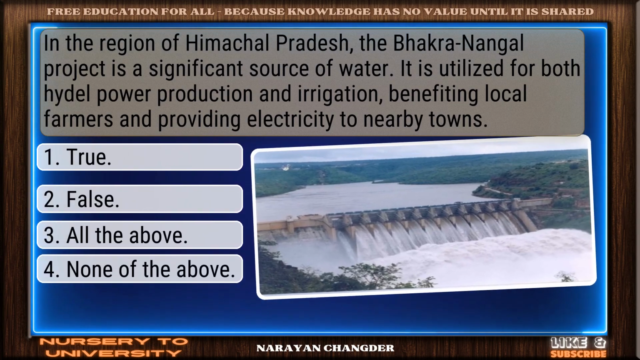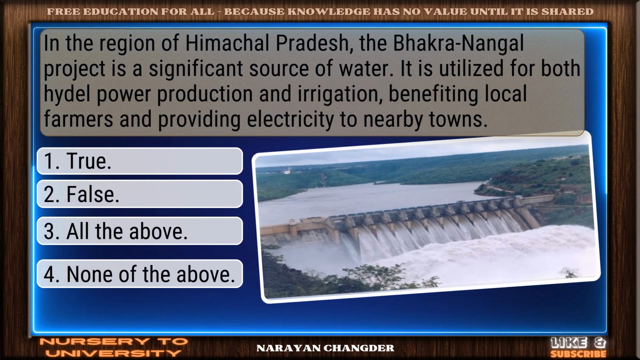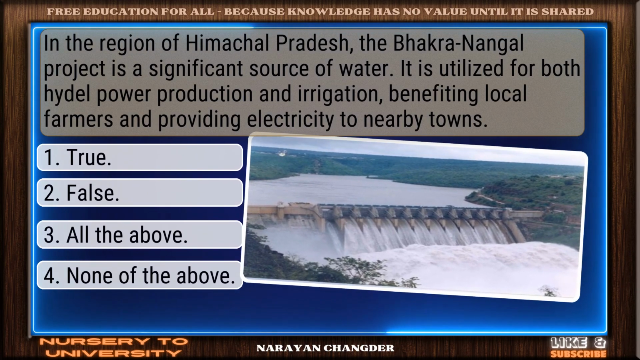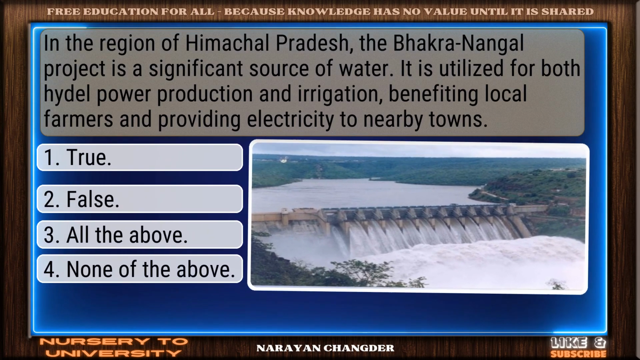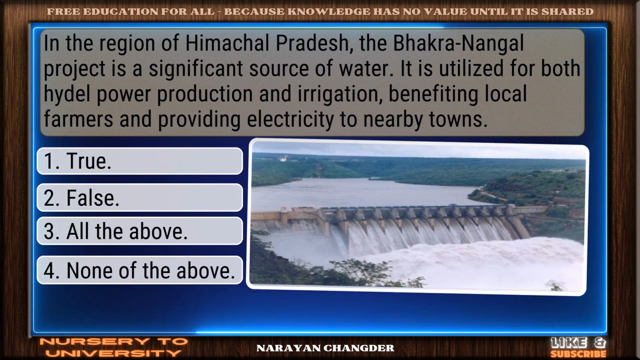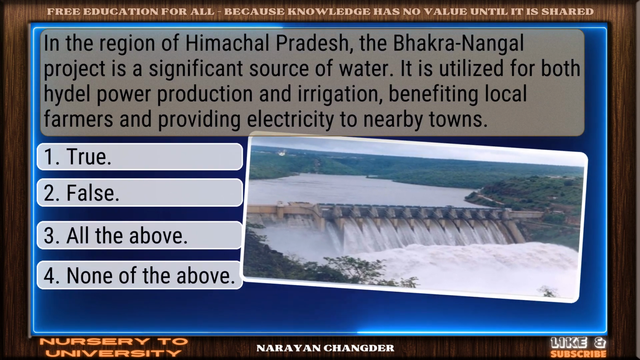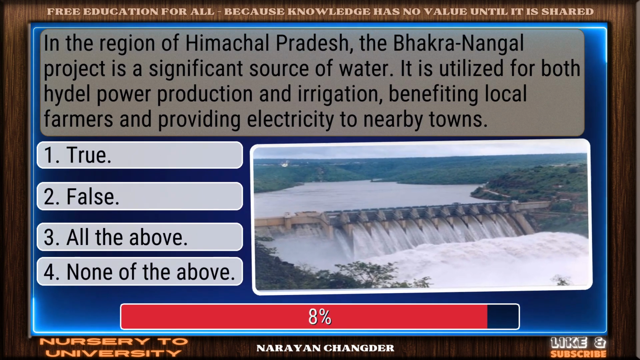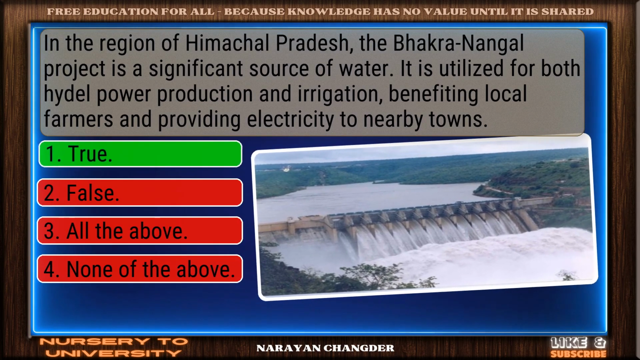In the region of Himachal Pradesh, the Bhakra Nangal project is a significant source of water. It is utilized for both hydel power production and irrigation, benefiting local farmers and providing electricity to nearby towns. Right choice. True is best.